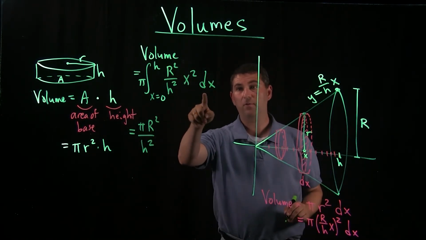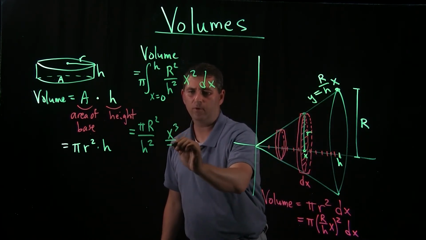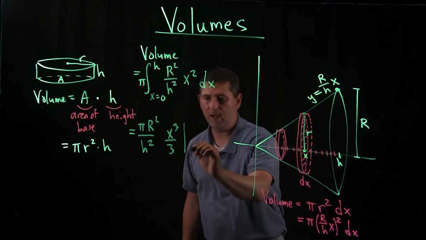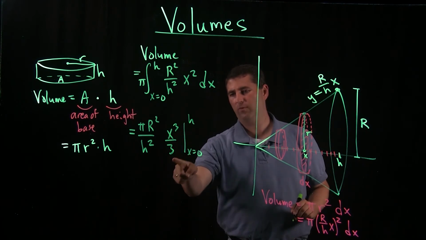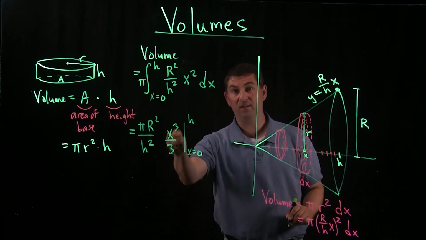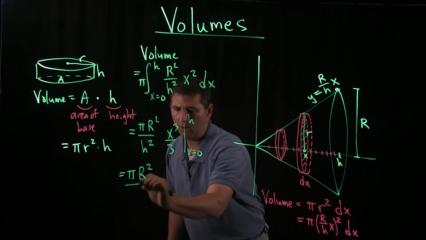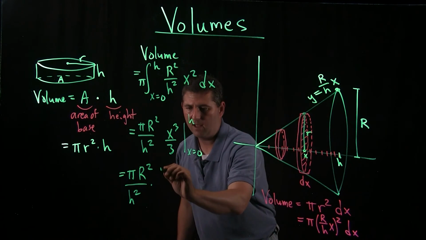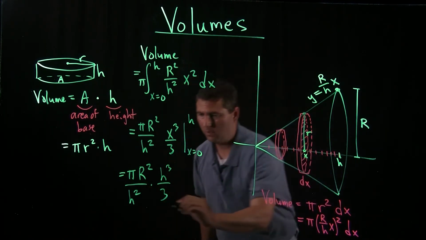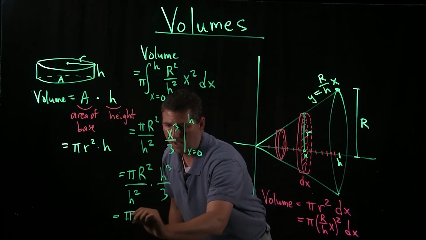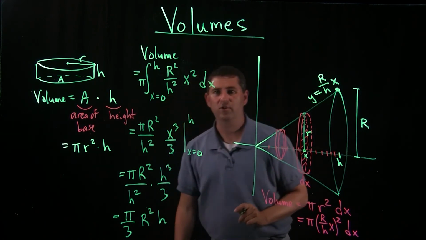Now I need to integrate x squared. Well, it's easy. It's x cubed over 3. Fine, x cubed over 3, and we evaluate between 0 and h. Okay, at h, we get h cubed over 3, and at 0, well, we just get 0. So in total, we have pi r squared over h squared times h cubed over 3. And there's a little cancellation we can do, and we end up with pi over 3 r squared little h.